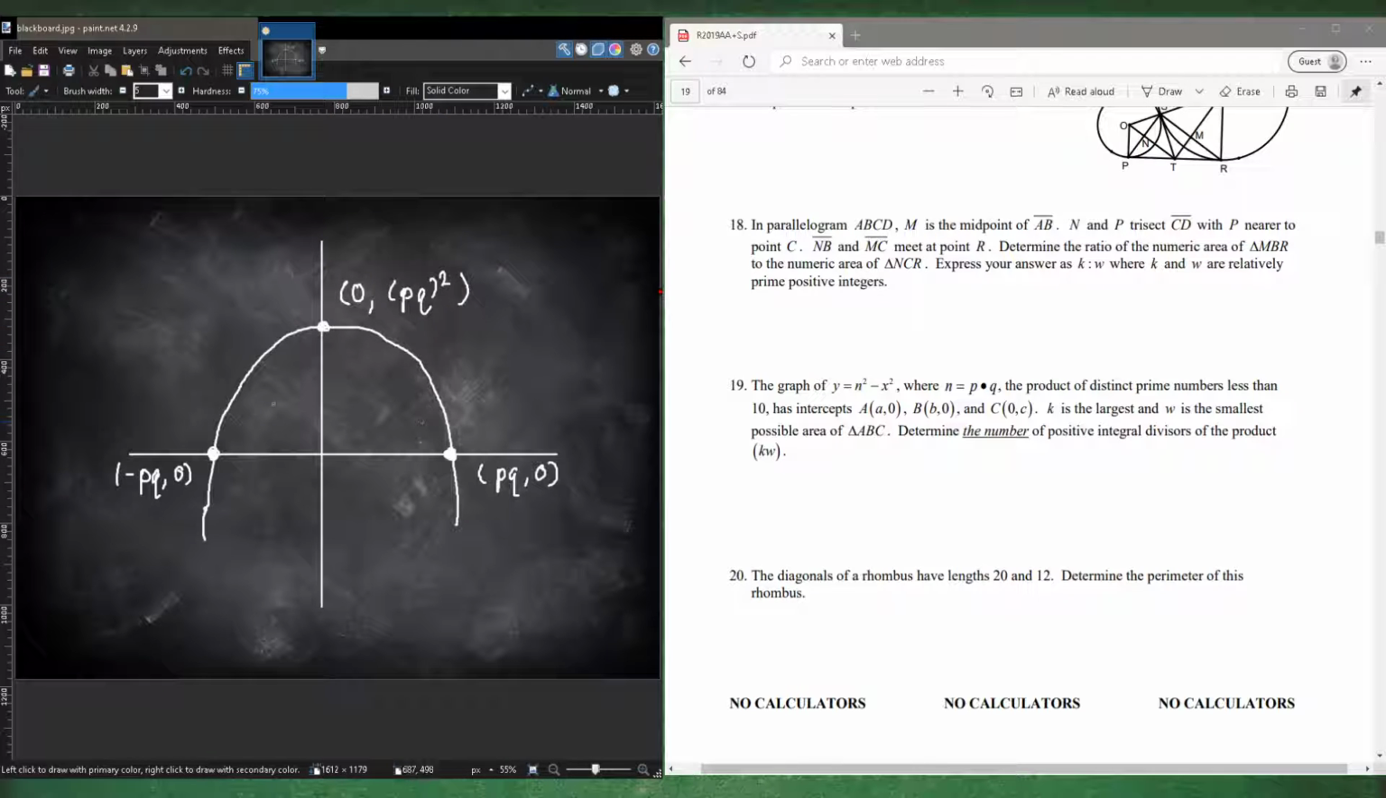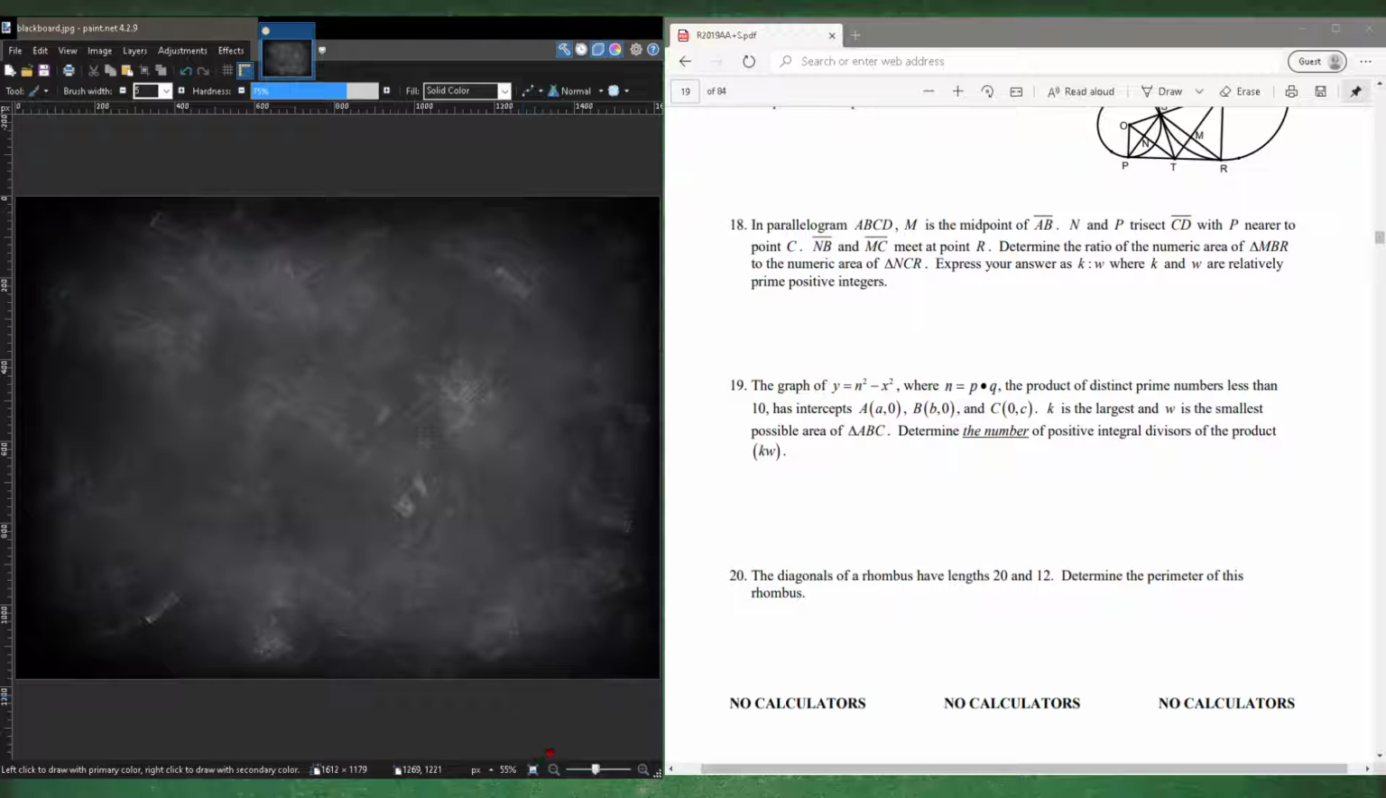Okay, so these are our coordinates. To get the area of this, all we have to think about is when we connect our triangle, it's just base times height times 1/2, right? So our base is negative pq to pq, which is 2pq, times our height, which is just pq squared, and then divide by 2 to get our area. So that gives us that our area is equal to pq cubed. Okay, so we know that is true. So let's just work with this. So area equals p times q cubed.